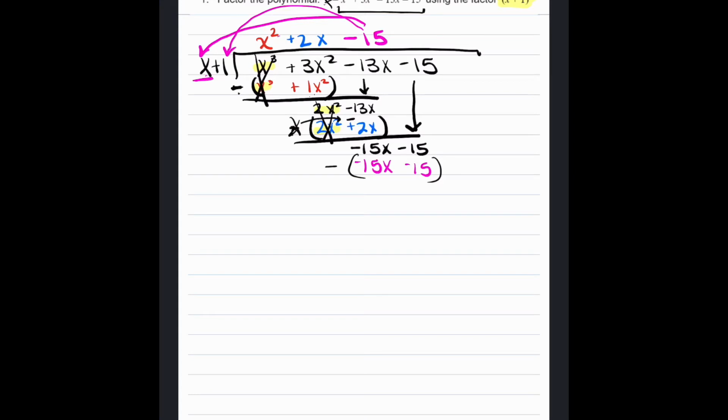When I put the double negatives here, this becomes positive, this is a double negative, this becomes positive. Negative 15x plus 15x cancels, negative 15 plus 15 cancels, and we're left with 0 as the remainder. So we do want to have 0 at the end. We should have this. If we do not get 0, something went wrong.